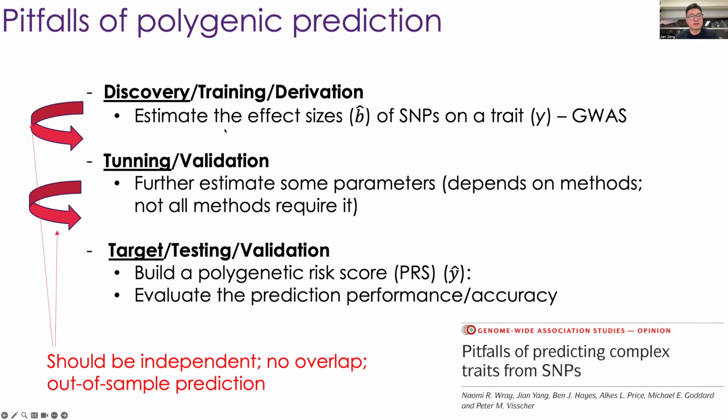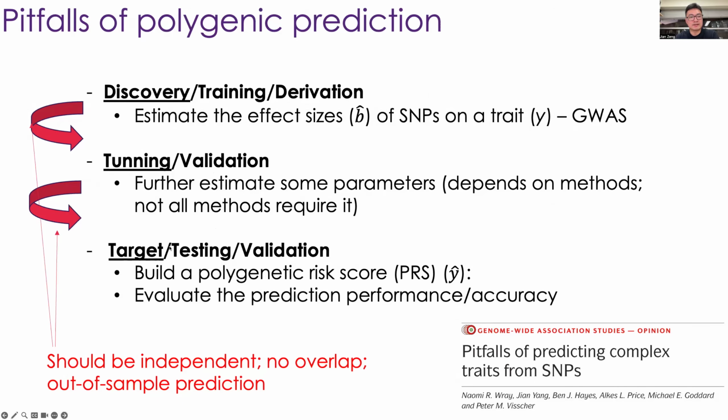So for polygenic prediction, usually we have three samples. One is the GWAS discovery sample to train the data. So it's also called the training sample. And if you're using some conventional methods that require a tuning sample, then we have another sample to tune the parameters to build the best model. Sometimes it's also called the validation sample. And then we have the target sample we want to apply the polygenic risk score to.